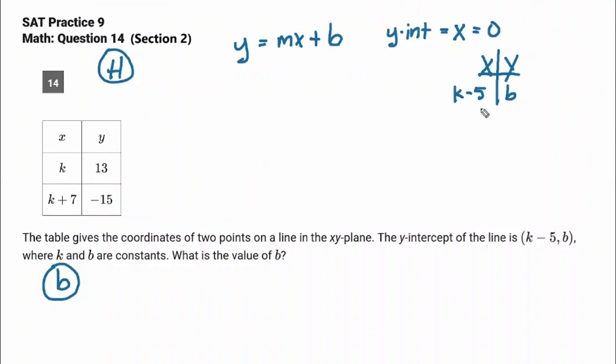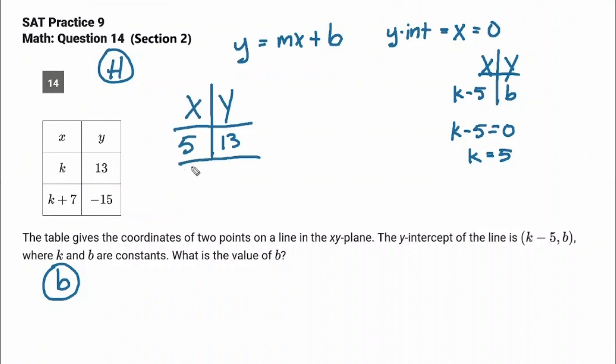The y-intercept, x equals 0. So what's k minus 5? K minus 5 is 0. All right, so what's k? Pretty easy algebra here. K is 5. All right, let's head over to this little chart. So I want to rewrite it, but I don't have any mystery. There's no more k's anymore because k is just 5, 13. And then for the second one, k is 5, k plus 7 is 12. That's minus 15. So you now have all the components you need.